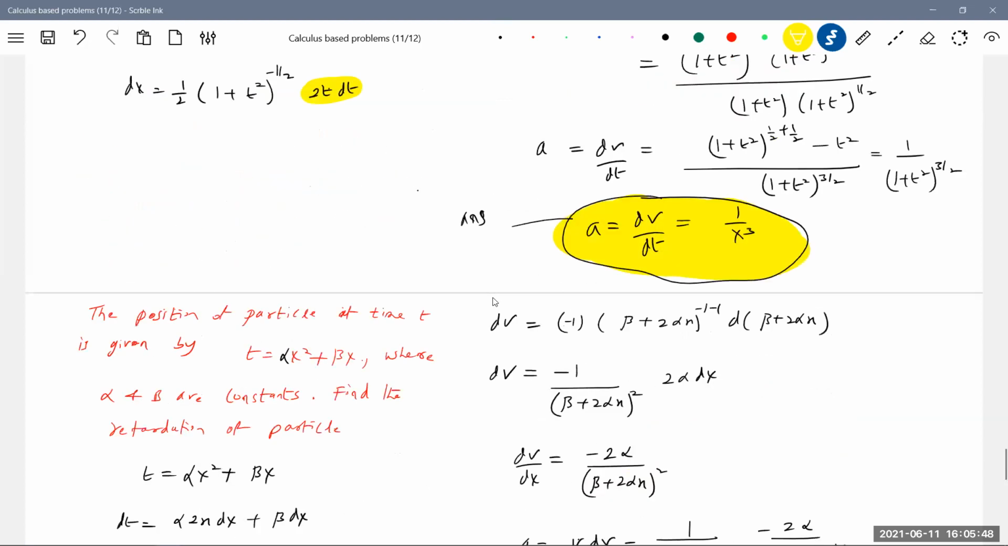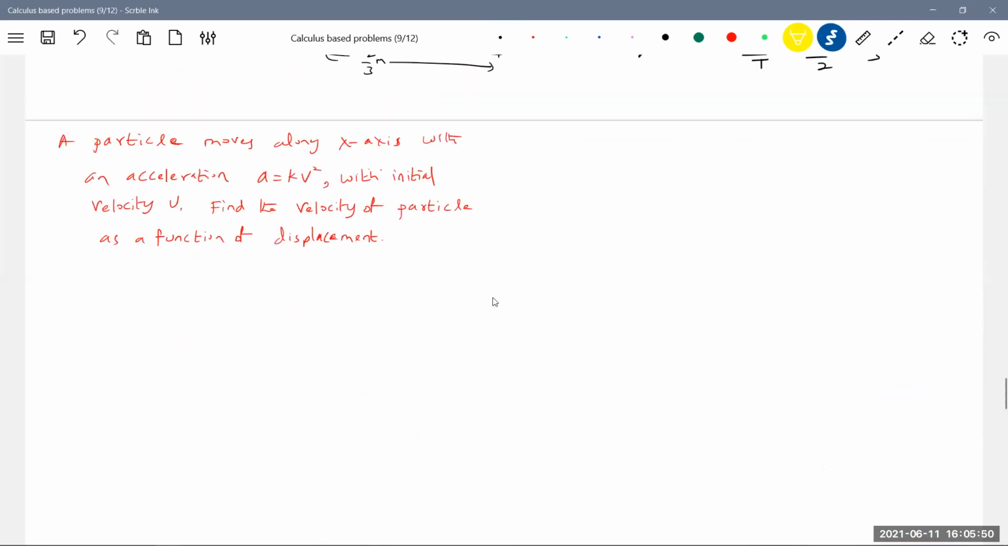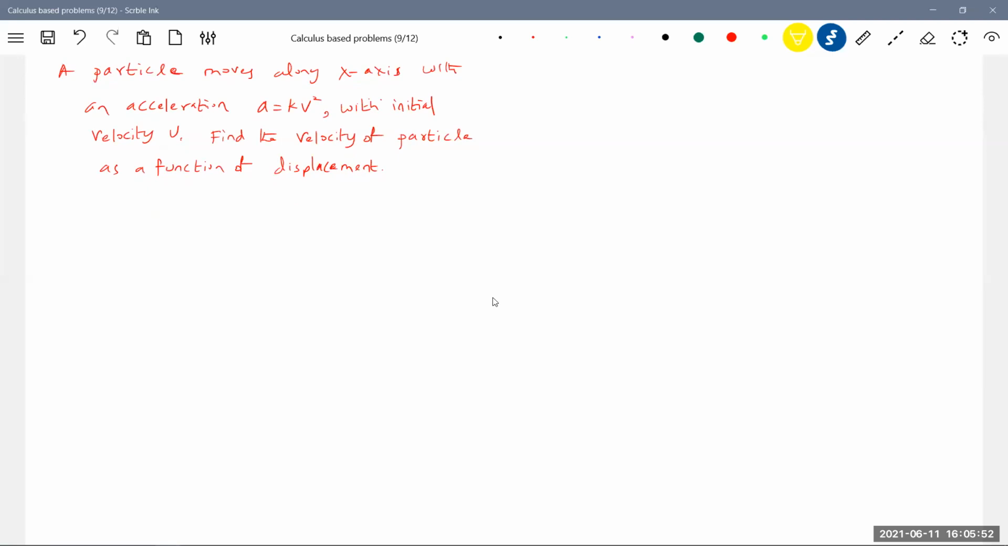Okay, I think we have a question here. We'll go for it. A particle moves along the x-axis with acceleration equal to k v square, with initial velocity u. Find the velocity of the particle as a function of displacement.